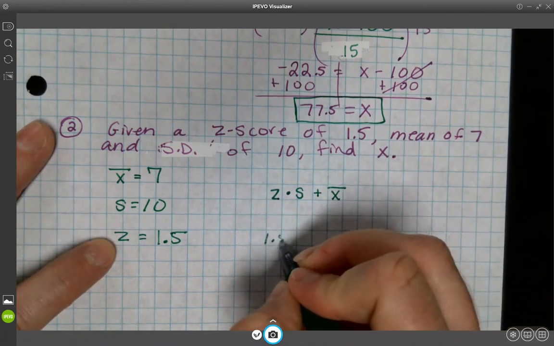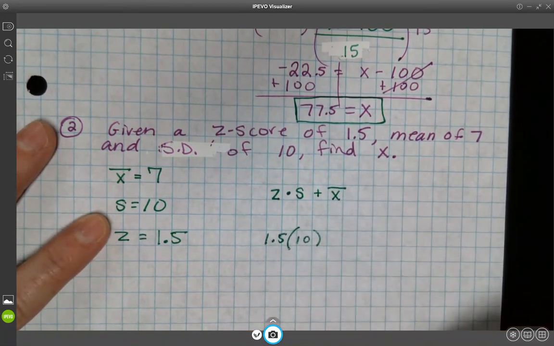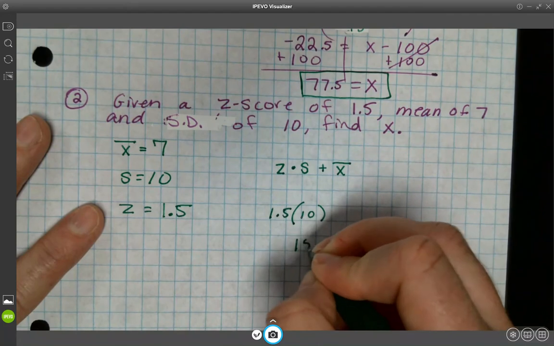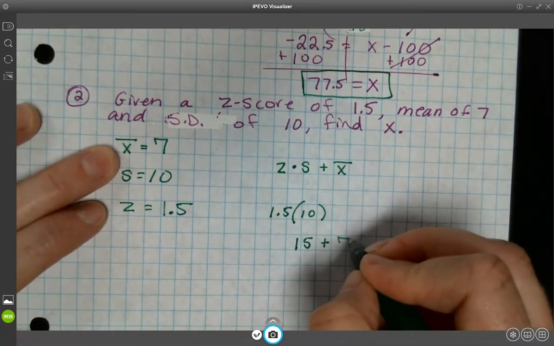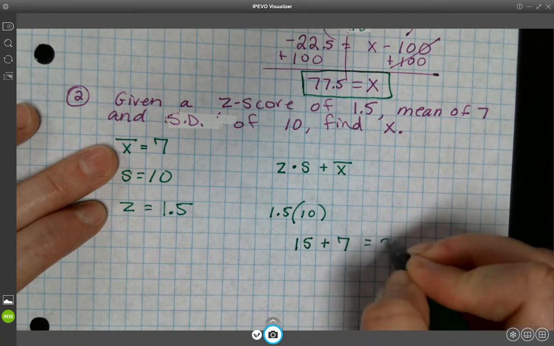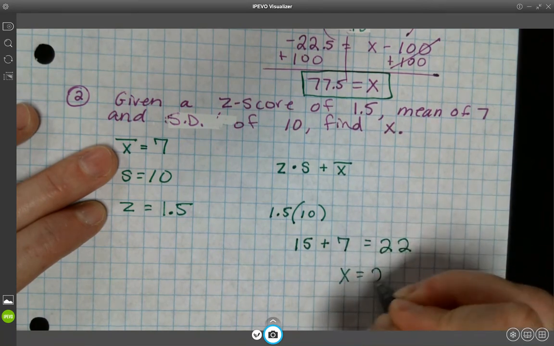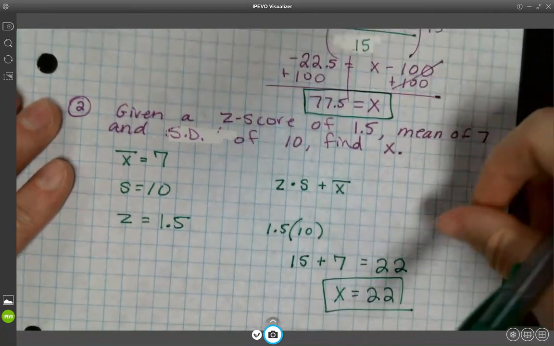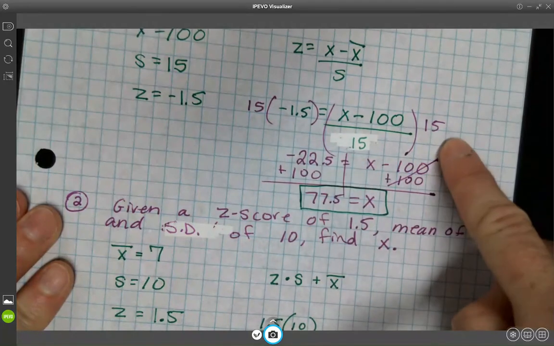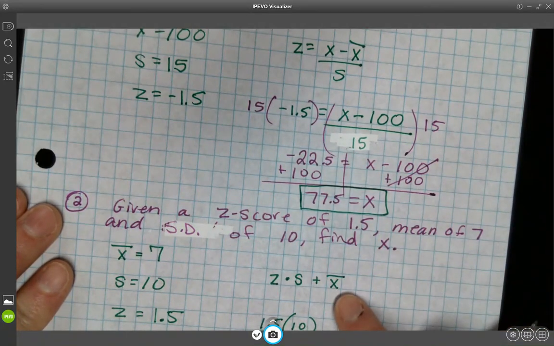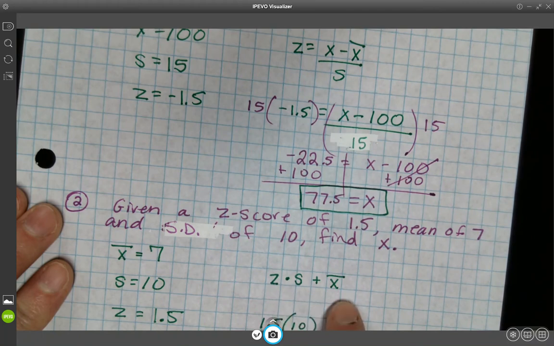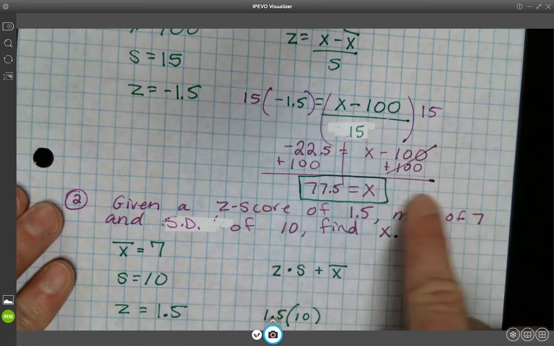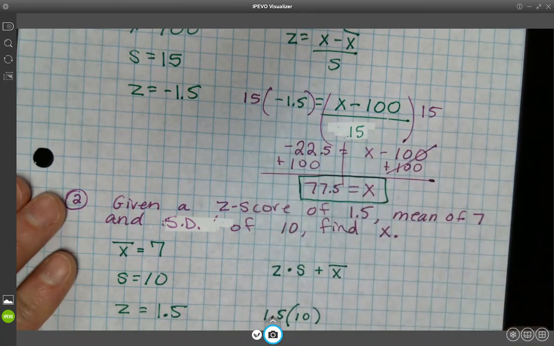So 1.5 times our standard deviation, which is 10, move the decimal over one place, plus our mean, 7, that's 22. So x equals 22. I did the exact same thing as this, just I had an equation to solve here. This one, I wrote it out with z times s plus x bar, which is the same thing. Multiply times s on both sides, and then add your mean to the other side.